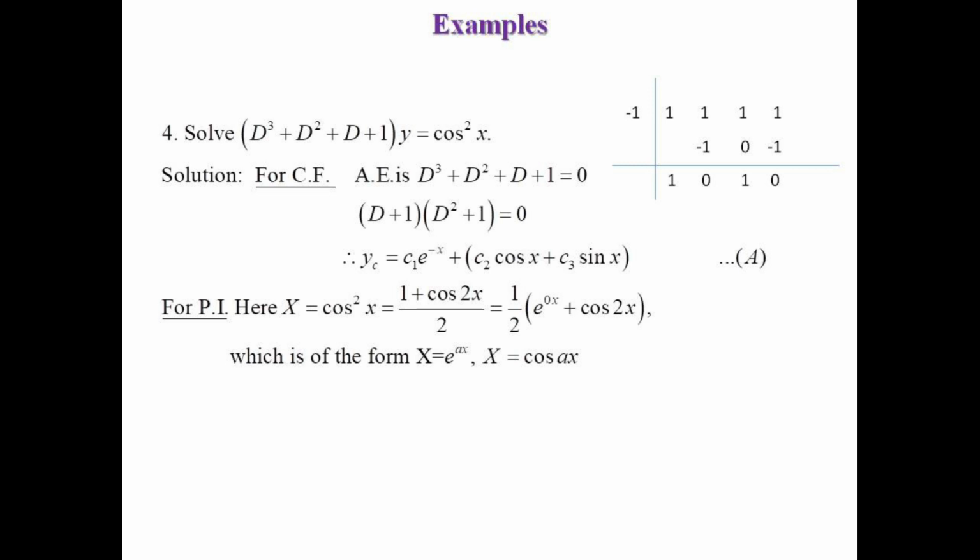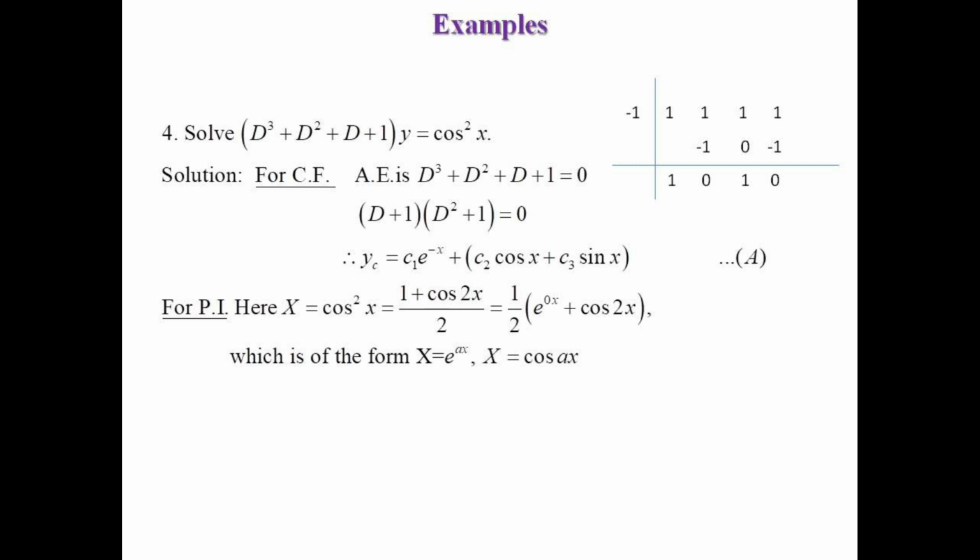Now here the linear differential equation is d cube plus d square plus d plus 1 into y equal to cos square x. For finding the value of the complementary function, the auxiliary equation is d cube plus d square plus d plus 1 equal to 0. We know that this is a cubic equation, and for solving such a cubic equation we apply the synthetic division method. First write down the equation in decreasing power of d, which is already available. Then write down the coefficients of the cubic equation, which are 1, 1, 1 and 1.